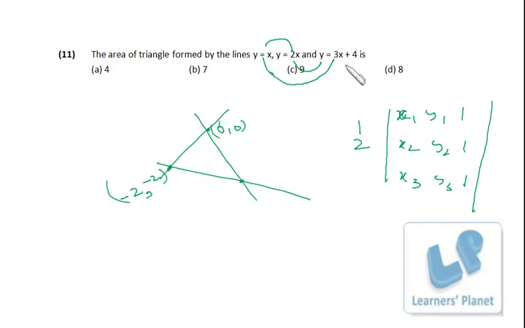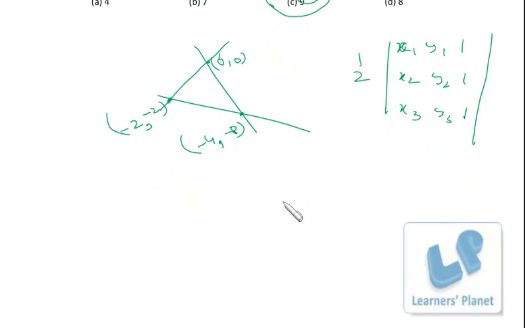Then y is equal to 2x. So I put 2x over here. So 3x plus 4 is equal to 2x. That means x plus 4 is equal to 0. That means x is equal to minus 4. So if x is minus 4, y will be minus 8. Okay. Now these 3 points we got. Put the values over here in the determinant. x1 y1 1, that is 0 0 1, then -2 -2 1, -4 -8 1, right?